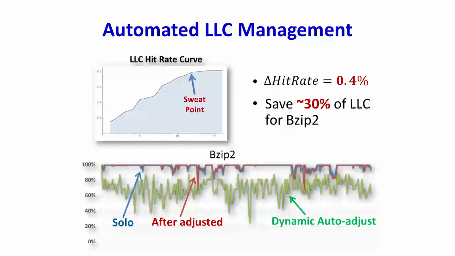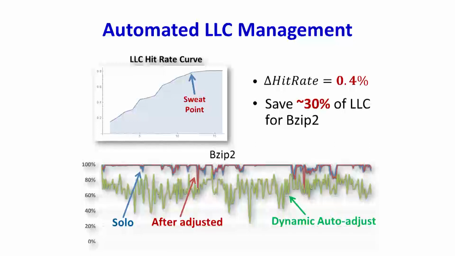Once we can get a last level cache hit rate curve, then we can find a sweet point. At that point, we only allocate that much last level cache to the application, since it's enough, and then we can save some last level cache capacity. Here is one case, our current preliminary results. This is for bzip2.